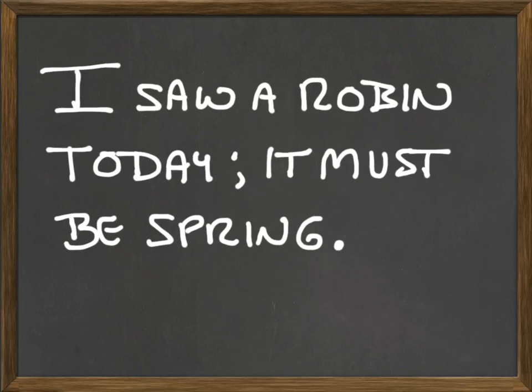So to correct it, we replace the comma with a semicolon. I saw a robin today; it must be spring. Both sides of the sentence can stand alone as a sentence, and the first part is related to the second part. I know it must be spring because I saw the robin.